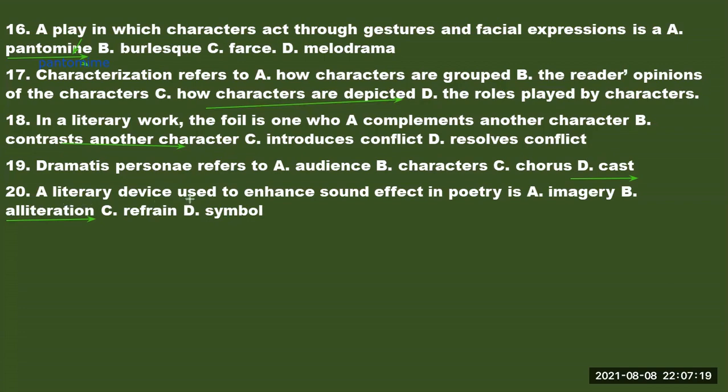Now, a literary device used to enhance sound effect in poetry is alliteration. And that is exactly what it is.